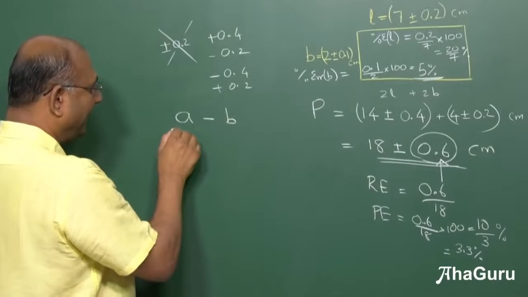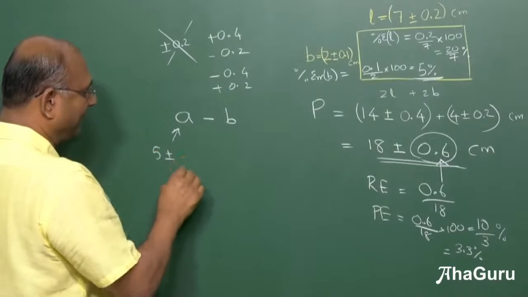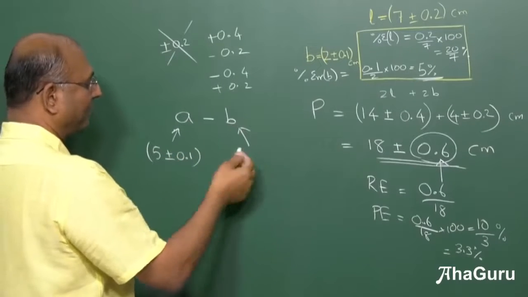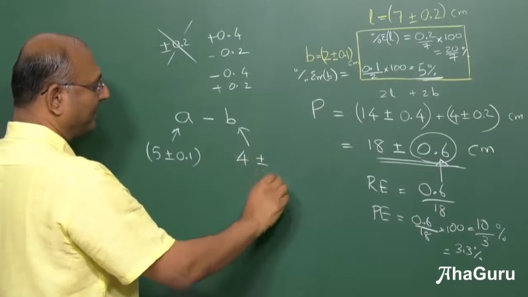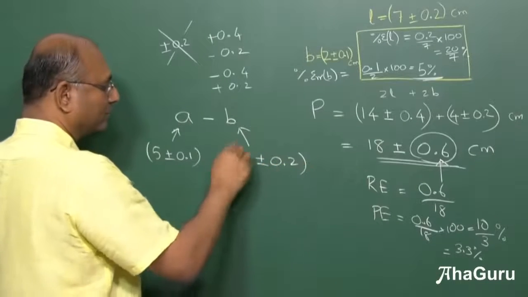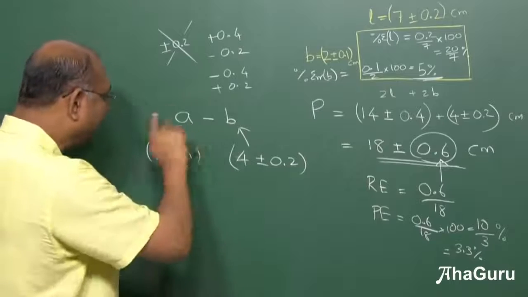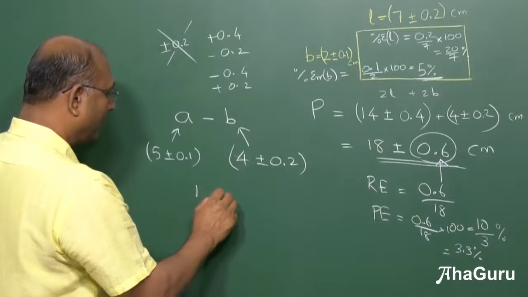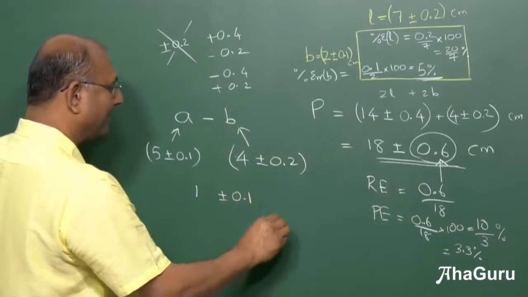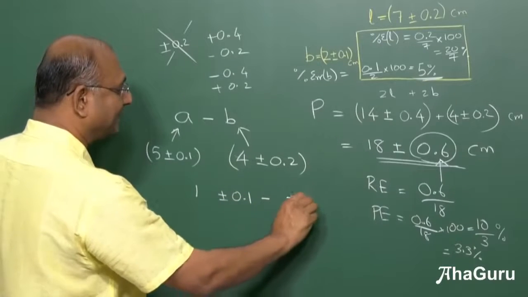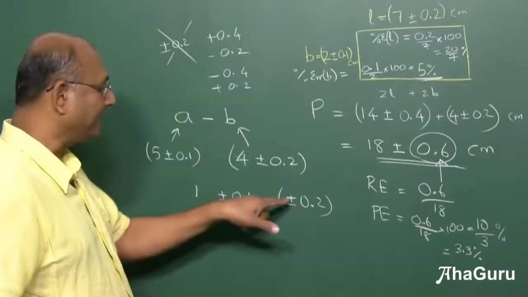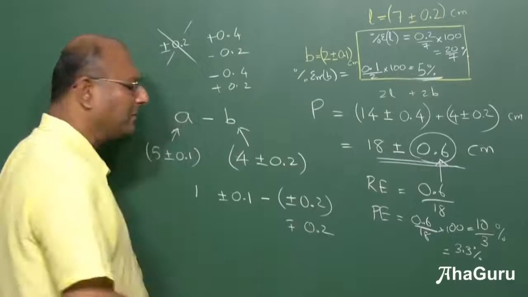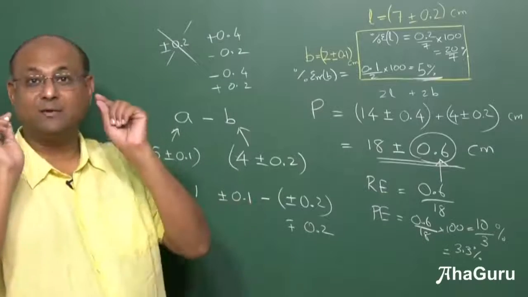Let us say A has value 5 plus or minus 0.1 and B has value, let's say, 4 plus or minus 0.2. When you're looking at A minus B, 5 minus 4 is 1. Now what do I do? Plus or minus 0.1 minus plus or minus 0.2. We sometimes write minus of plus or minus as minus or plus 0.2. But it doesn't matter because you're looking at the worst case.